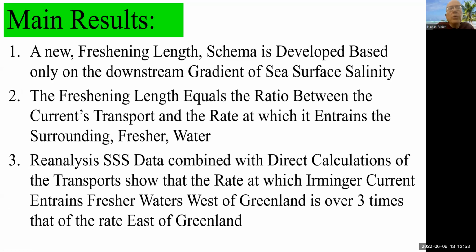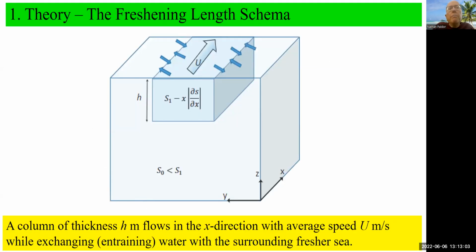As an example, we're going to use the Irminger Current that flows east and west of Greenland. So let me start off by showing you the paradigm that we use. We envision a high salinity current that flows in a fresher water ocean. The depth is about H, and the salinity of the salty current is higher than the surroundings, so it's S1, but it decreases as we go downstream because of the entrainment by the current of the surrounding fresher water. So the current has a speed of U, depth of H, and it entrains water at an unknown rate.